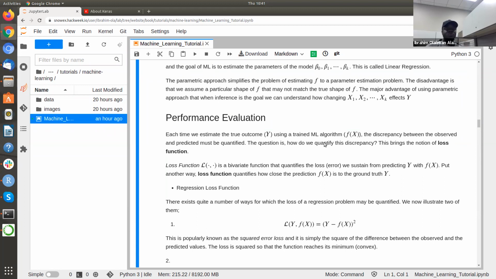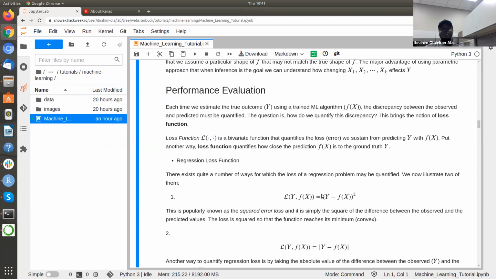There are many ways to quantify the error between what you predict and the ground truth. This is called a loss function. A loss function is a function that quantifies the error we sustain from predicting Y with f. In simple language, it tells us how well our machine learning algorithm is doing. We have different types of loss function, at least for the regression case that we are working on in this tutorial. The first one we are going to talk about is called the squared error loss.